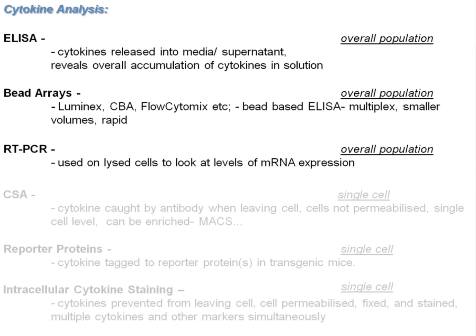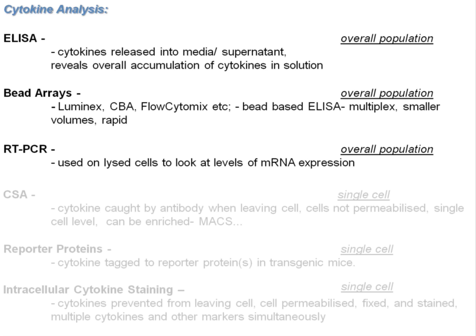So some of the classic methods of studying and analyzing cytokines, and the first example is ELISA, which you may be familiar with, which is a way of studying the overall cytokines within a solution or within the media, and that looks at the overall population. Likewise, such things as Luminex bead arrays or cytometric bead arrays, which are essentially a bead-based ELISA, which is a cytometric technique, but we're essentially looking at soluble cytokines binding to beads and then seeing the signal from that.